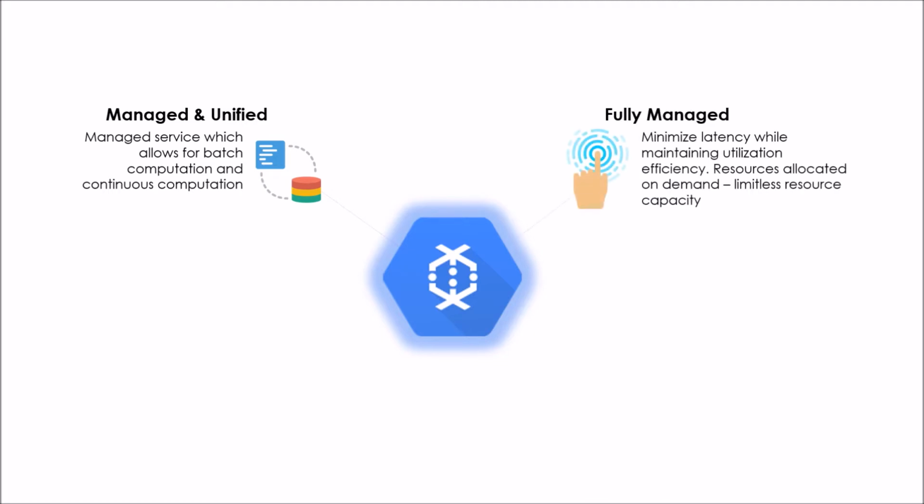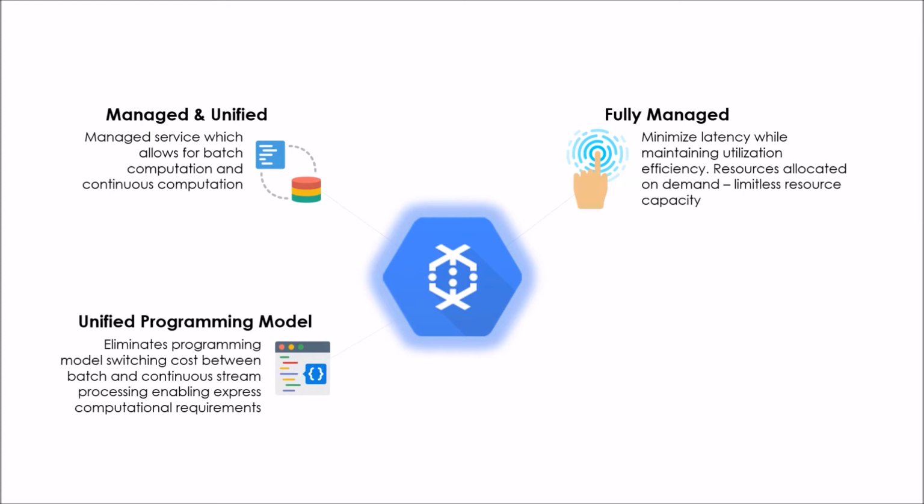Dataflow is fully managed, transparently handling resource lifetime, and can dynamically provision resources to minimize latency while maintaining high utilization efficiency. Dataflow resources are allocated on demand, providing users with nearly limitless resource capacity to solve every big data processing challenge. Its unified programming model utilizes Apache Beam to eliminate the programming model switching costs between batch and continuous stream processing, enabling developers to express computational requirements regardless of data source.